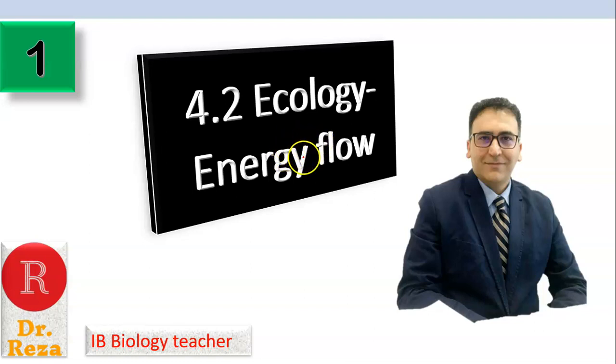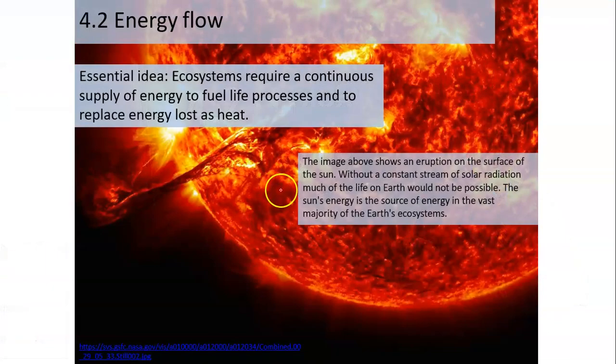Hello everyone, in this video we are going to talk about ecology, the second part, which relates to energy flow. The essential idea of energy flow is that the ecosystem requires a continuous supply of energy, and as we know, this continuous supply of energy is the sun. This continuous supply of energy needs to fuel life processes and to replace energy lost as heat, because during life we lose energy in the form of heat, and it is not going back.